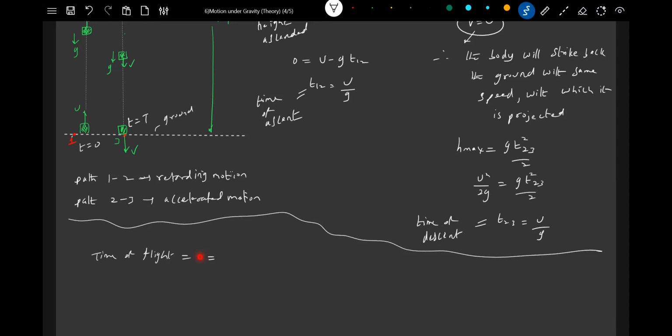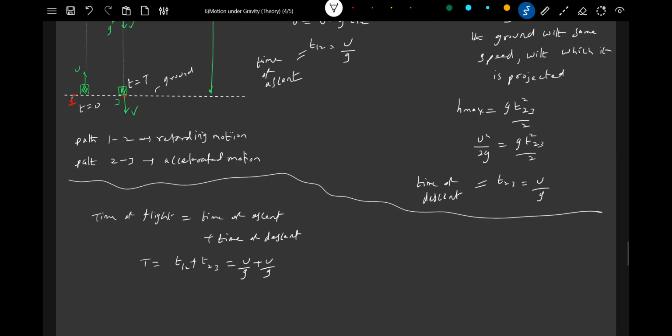Time of ascent, okay, total time of flight, we write it as time of ascent plus time of descent. So time of ascent plus time of descent is u by g plus u by g. So it is equal to 2u by g. Or another method, I'll show it with v equal to, a very beautiful idea I'm bringing.